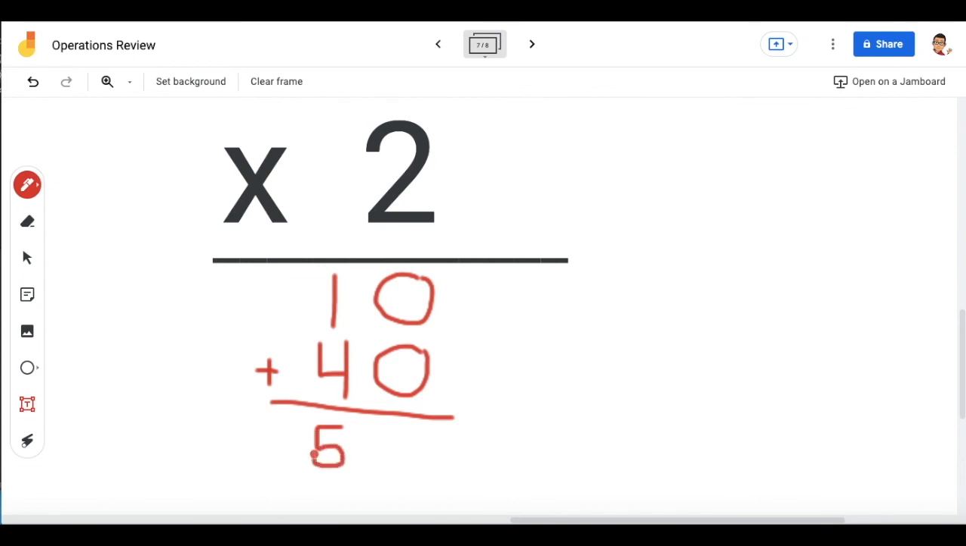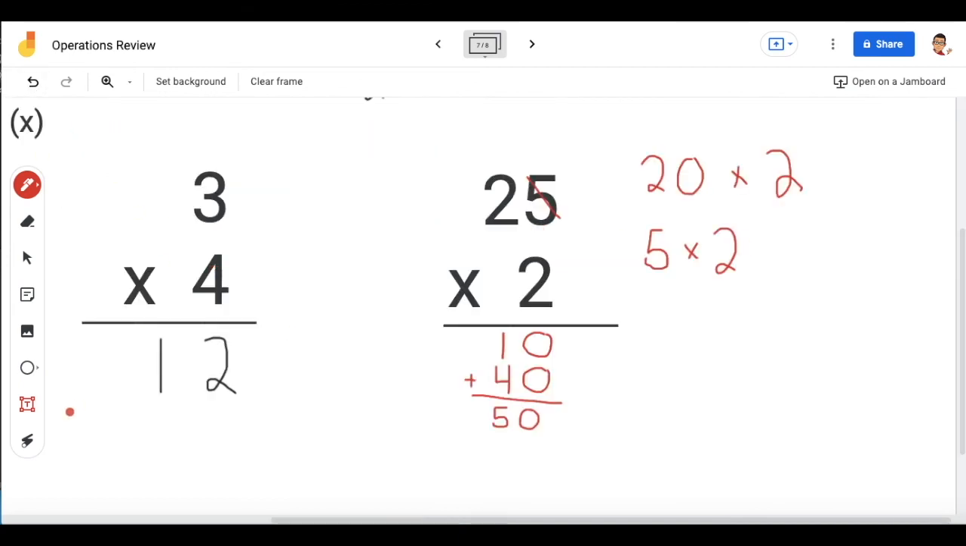And if we zoom out a little bit, we can break this apart on the side to confirm our work. 20 multiplied by 2 equals 40. 5 multiplied by 2 equals 10, which means that this entire factor of 25 added together equals 50.